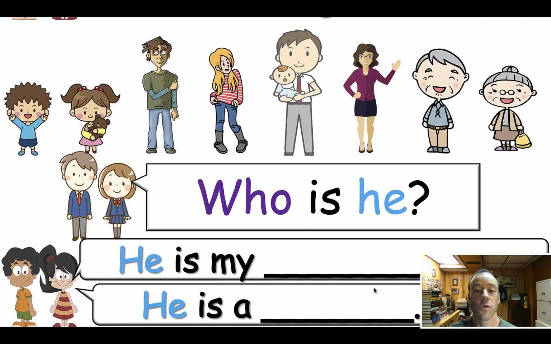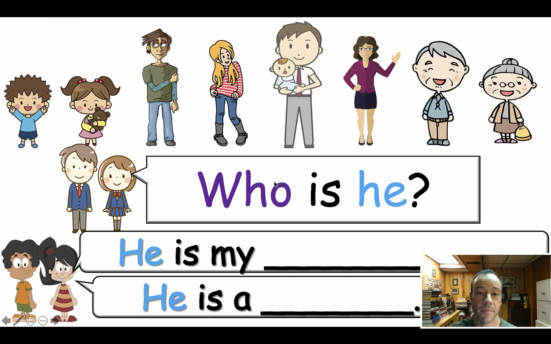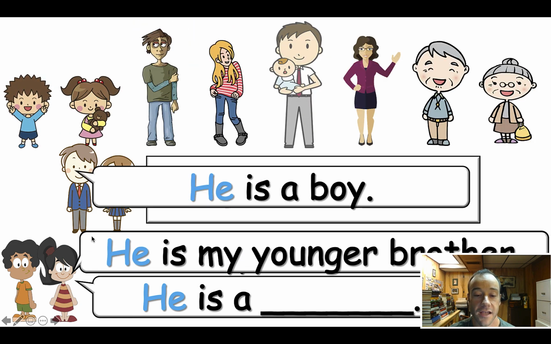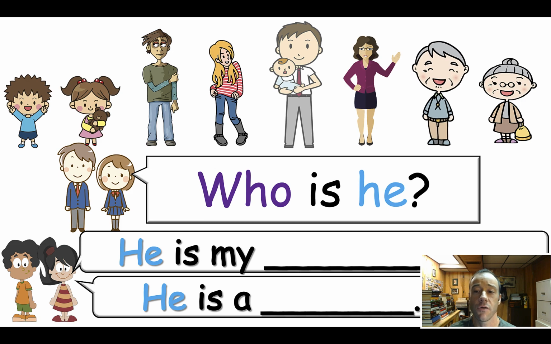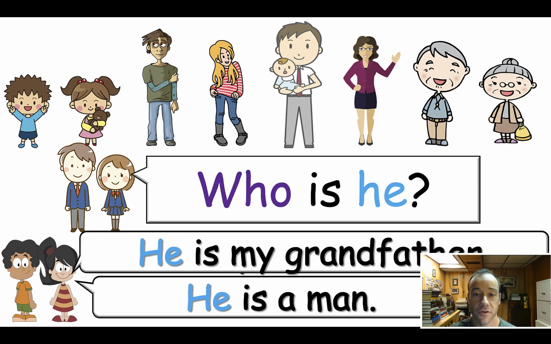Okay, you can have the whole class ask, just as in the family lesson. So the whole class can say, who is he? And then I choose a student. He is my younger brother. He is a boy. And you can give them points. It's fun to give them points, and just go through this for all of the family members just to refresh their memories.